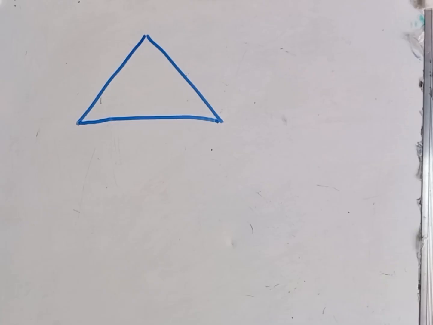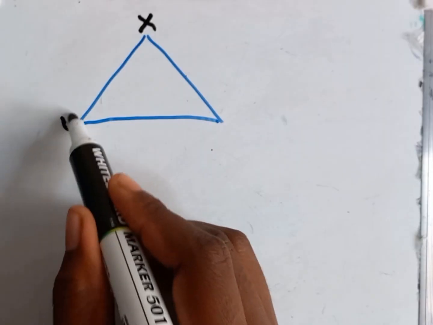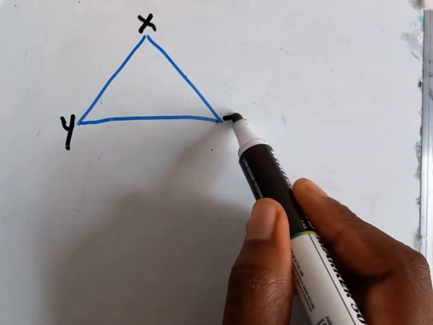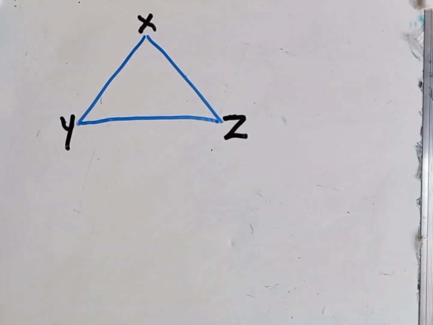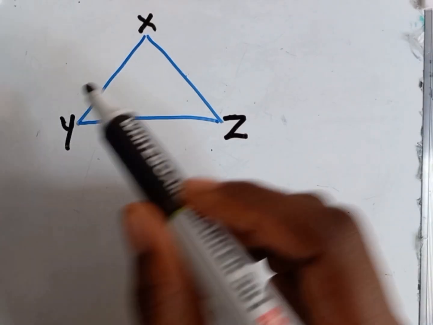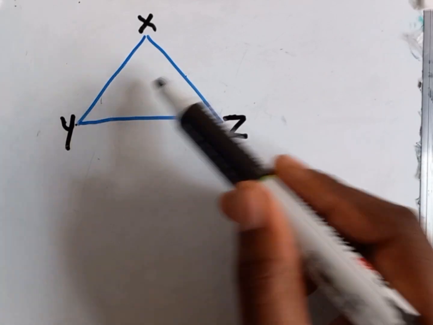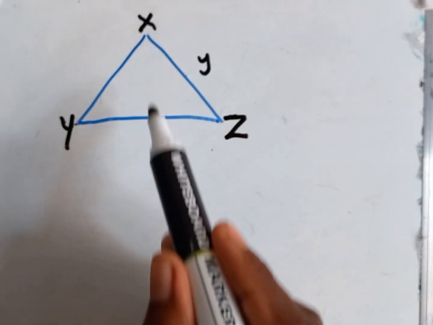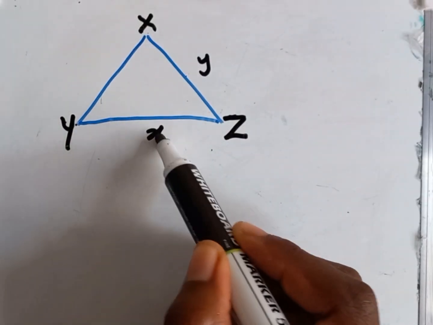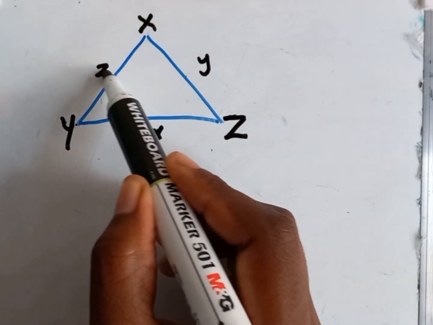So this time we have our triangle here, and I want to name this angle X, this angle Y, this angle Z. These are big letters. And now the side that is directly opposite to Y is a small letter y. The side that is directly opposite to X is a small letter x. The side that is directly opposite to Z is a small letter z.